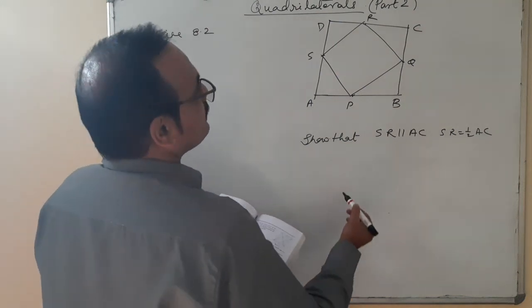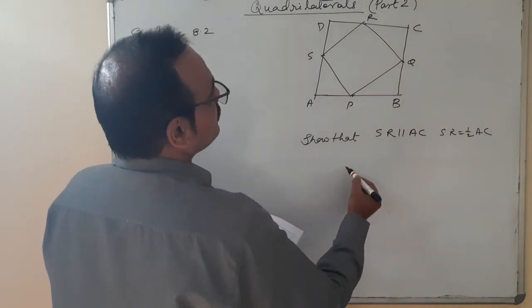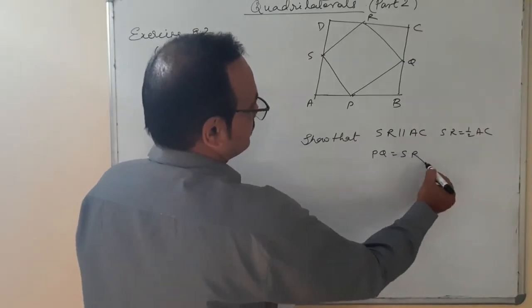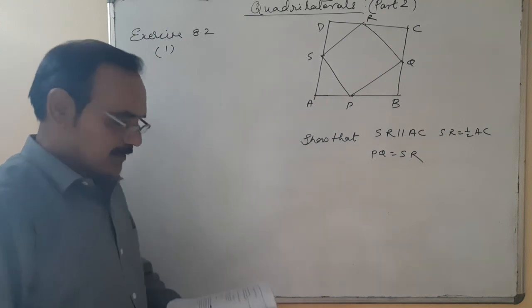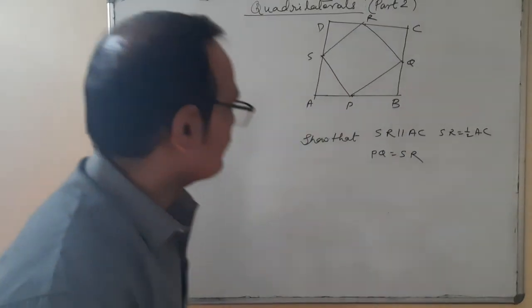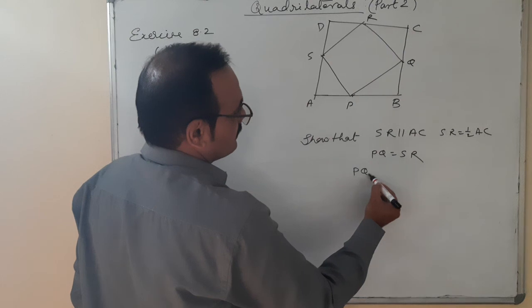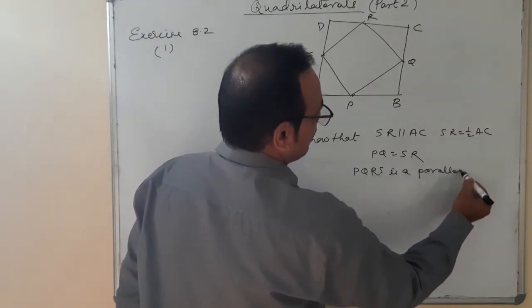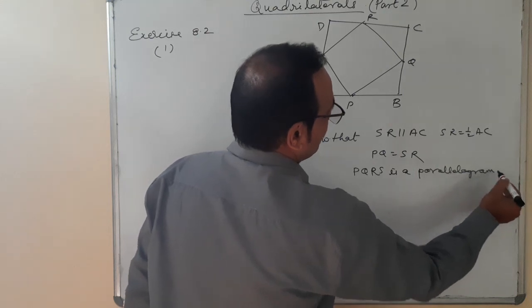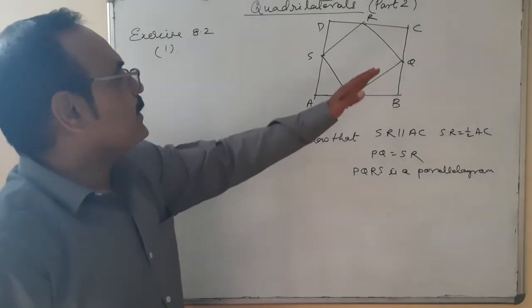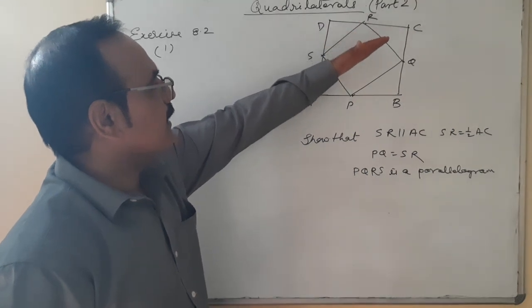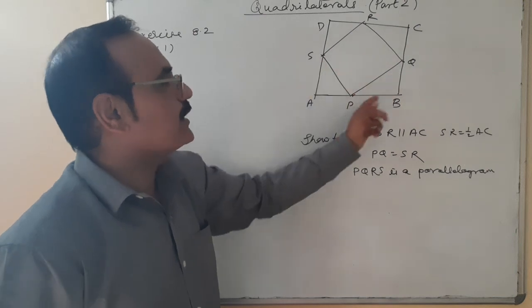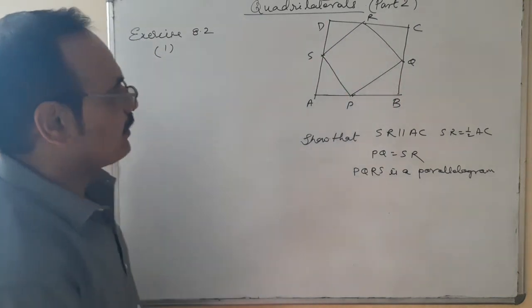PQ is equal to SR. And last, PQRS is a parallelogram. SR is parallel to AC, SR is half AC, and PQ is equal to SR, so PQRS is a parallelogram.